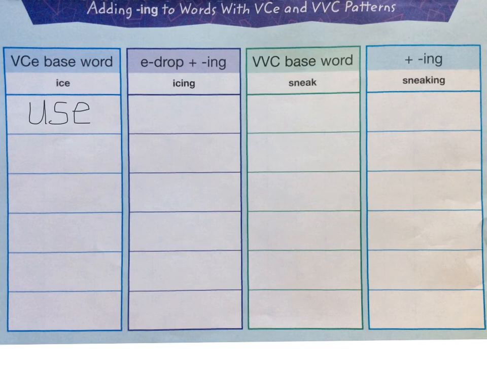I will use my best handwriting when I'm writing my words. Now we notice use has the vowel consonant followed by the E at the end. Our base word that has an E at the end, in order to add our ing to it, we need to drop the E and then add our ing. So you're going to find your word sort card that has the word using on it, and you're going to put it under, drop the E, and add an ing. Your word is using.